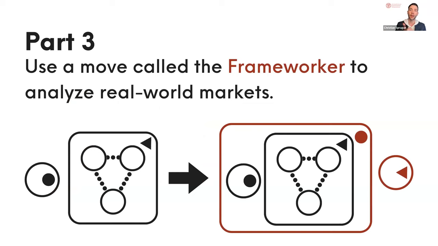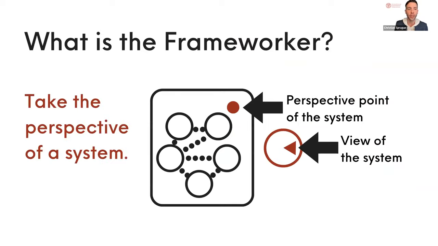Okay, so we did it. We made it through part two and the P circle. So now we're going to move into part three, which is the frameworker, which I really like. So this move we're going to use is called the frameworker. And what we're going to do is use it to analyze real world markets. But before we do, what is the frameworker?